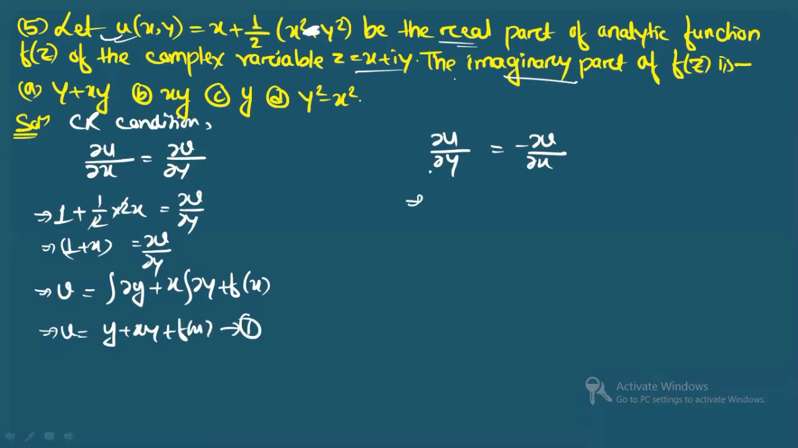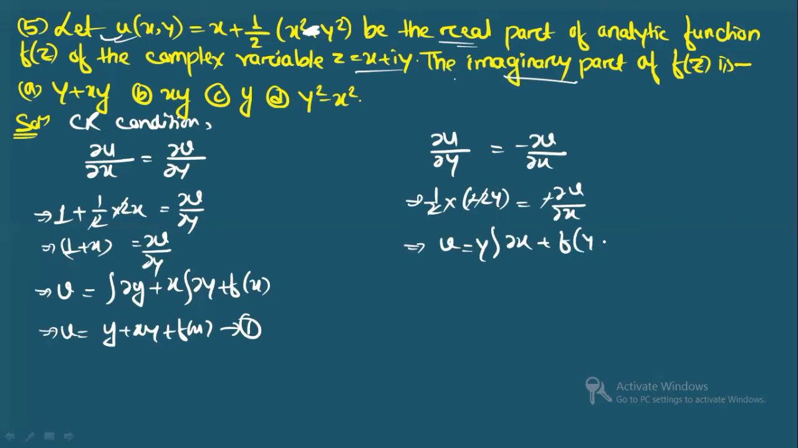Similarly, if you differentiate u with respect to y, what will you get? You will get half into minus 2y, right? Because y square will give you 2y, and the minus will come. This is minus del v by del x. So minus and minus get cancelled, and the 2 and 2 also get cancelled. You will have v equals integration of y del x plus f of y. So v equals xy plus f of y.